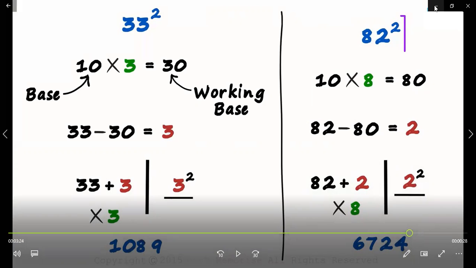So all of you have to try two more numbers. For example, I'm giving you: find the square of the number 27, and next you have to find it for 74. You have to find the square of these numbers by using this rapid math trick.